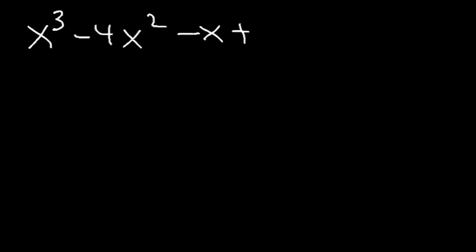Consider this expression. X cubed minus 4x squared minus x plus 4 is equal to 0. How would you solve for x? Notice that the first two terms have the same ratio as the last two terms: 1 and negative 4, and negative 1 and 4. Whenever you see that, and if you have a total of 4 terms, you can factor by grouping.